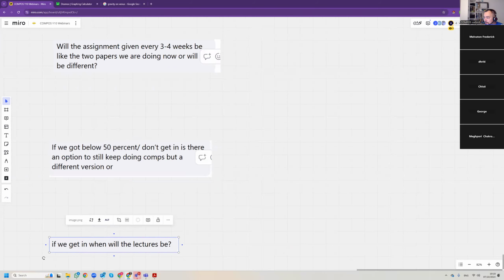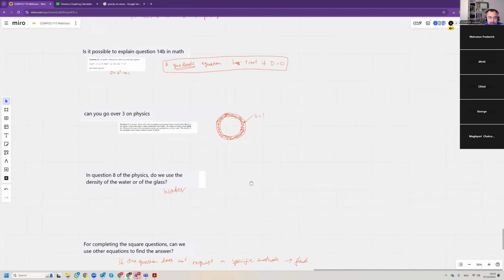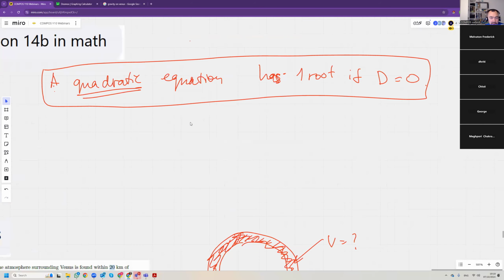Sorry, what was D equals for question 14 maths? D equals 0 means the discriminant is 0. And the discriminant is b squared minus 4ac.